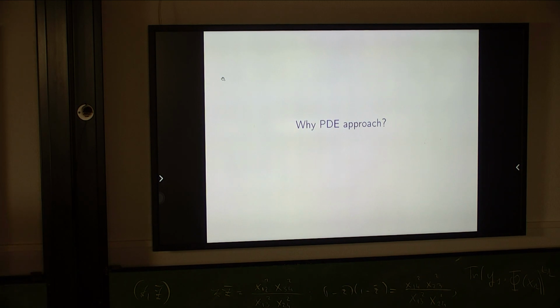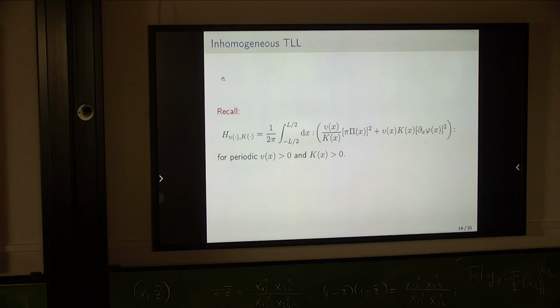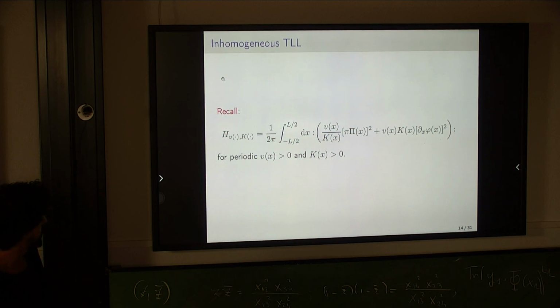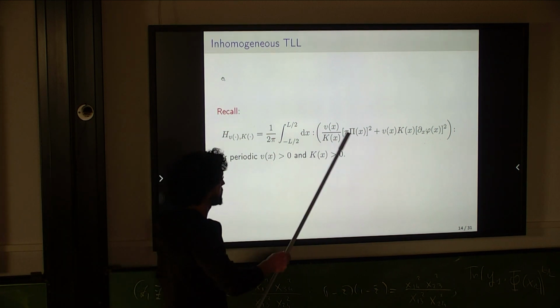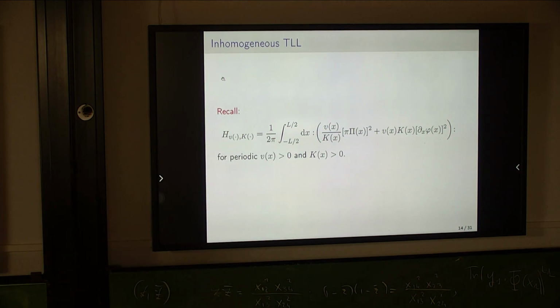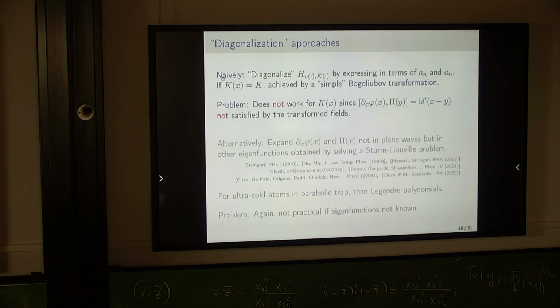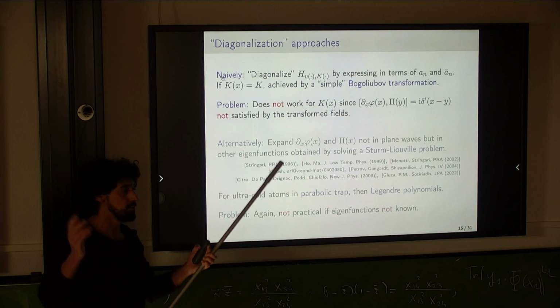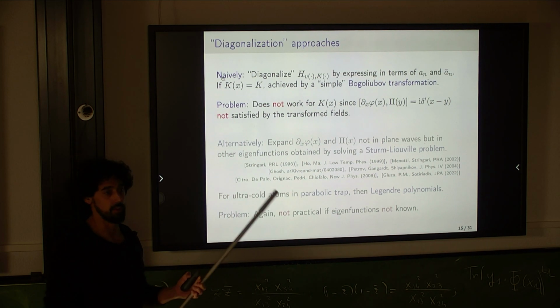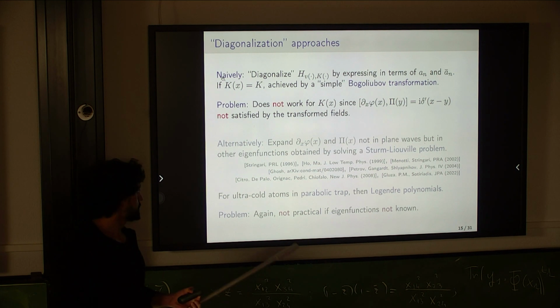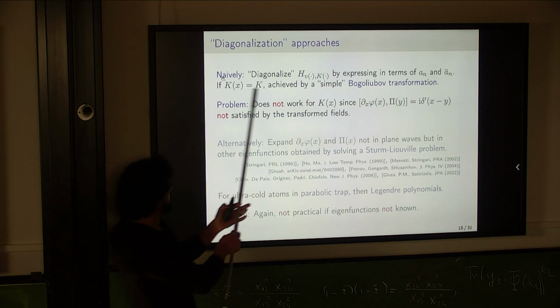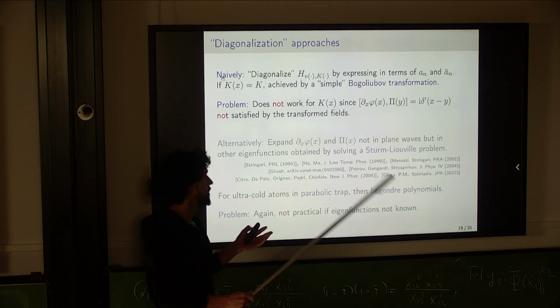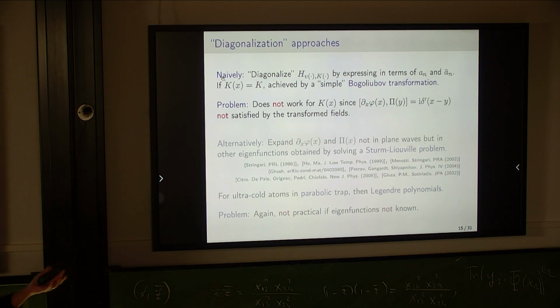So now let me try to explain why this PDE. If you recall that the Hamiltonian had this form, we have these position dependent coefficients in front of the two terms in the Hamiltonian, and they're periodic. So, in a sense, optimally you would like to diagonalize this Hamiltonian. And by diagonalizing, I mean finding this A and A bar that are decoupled, such that you can do your computations like a product of many uncoupled harmonic oscillators. In the case when K is constant, you can do a Bogoliubov transformation and find this. However, when K is not constant, it's not that simple.